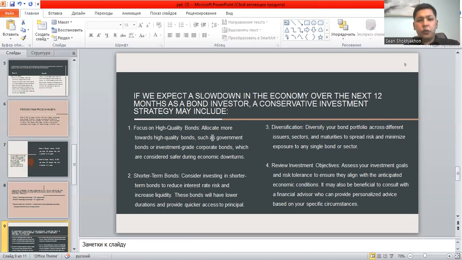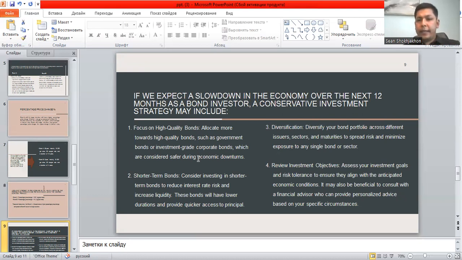Consider investing in shorter term bonds to reduce interest rate risk and increase liquidity. These bonds will have lower durations and provide quicker access to principal. The third one is about diversification. We will diversify your bond portfolio across different issuers, sectors, and maturities to spread risk and minimize exposure to any single bond or sector. Lastly, it's going to be a review of investment objectives.